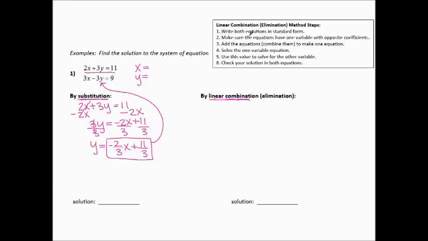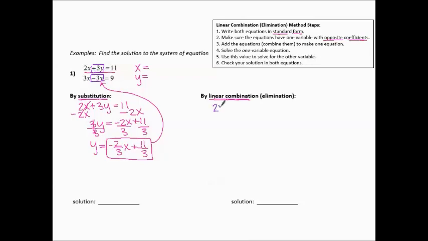This one says step 1, write both equations in standard form. If we look at our two equations that were given, they are both in standard form, making this method a little bit easier to tackle. So our second step is to make sure the equations have one variable with opposite coefficients. If I look at the given equation here, I do have opposite coefficients. I see that I have plus 3y and a minus 3y. So this makes us a good fit to solve by linear combination.